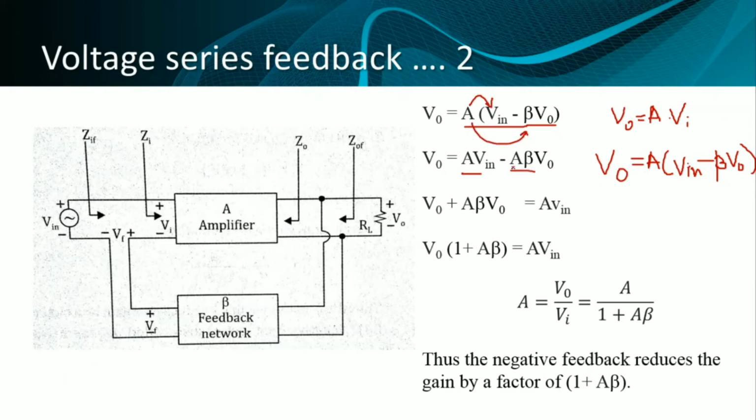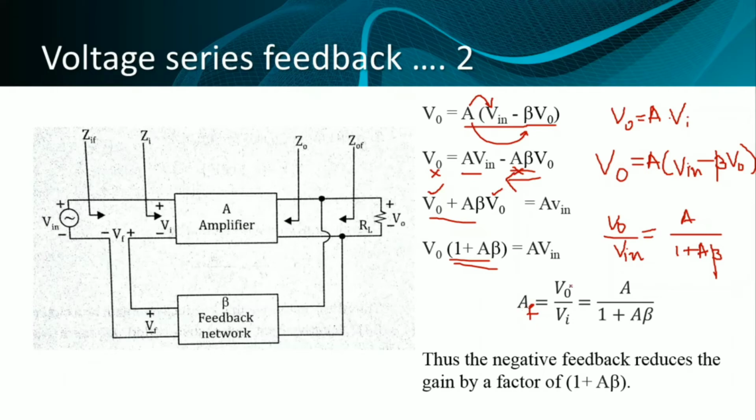So I have two terms common here. Here I have V naught, here also I have V naught. So let me push this to the left hand side. If I take V naught common, I'll remain with 1 plus A into beta equal to A into Vin. So if I rearrange the terms, I'll be getting V naught divided by Vin is equal to A divided by 1 plus A into beta. What is V naught divided by Vin? Which is AF. That is the complete gain, the total gain of the circuit.